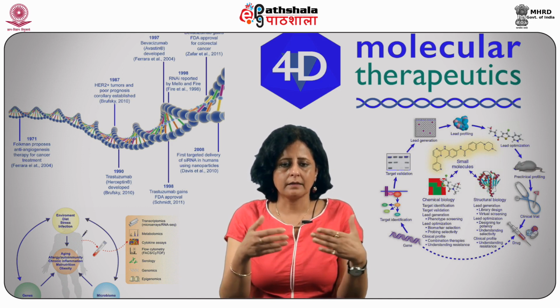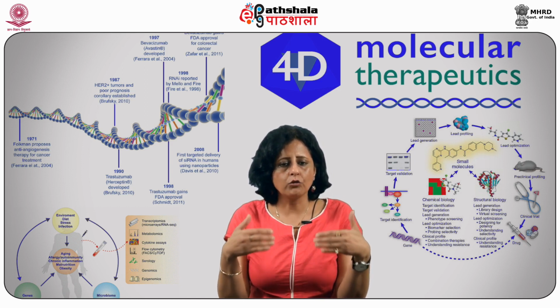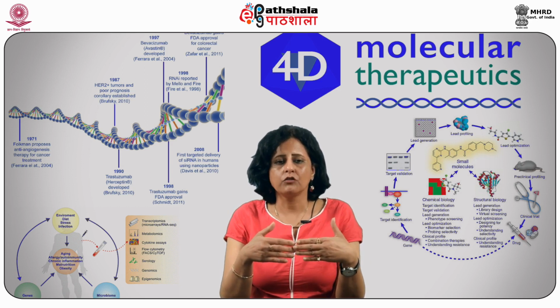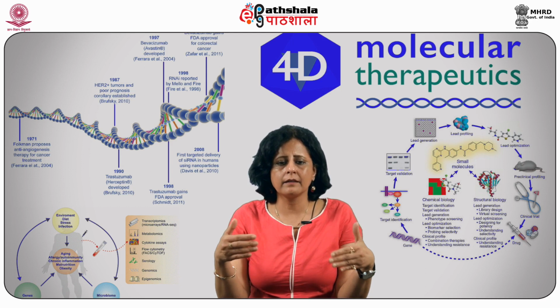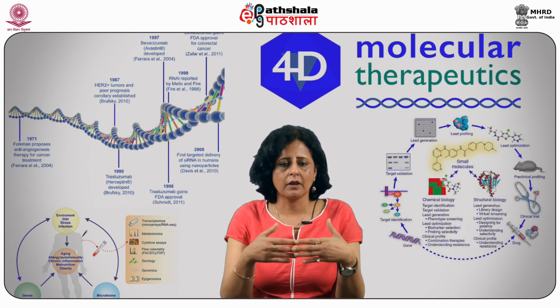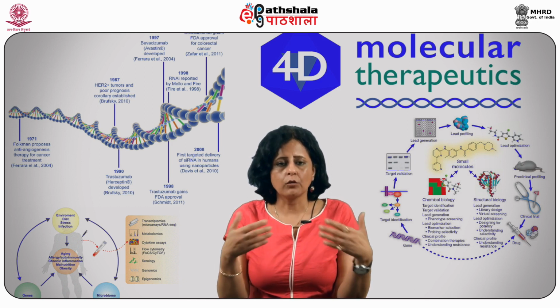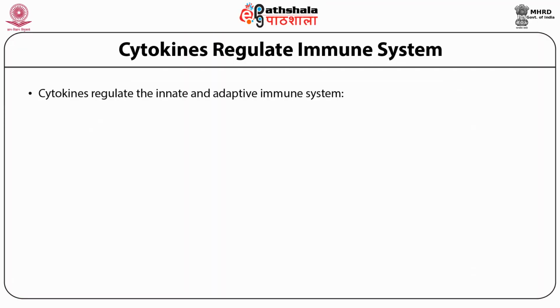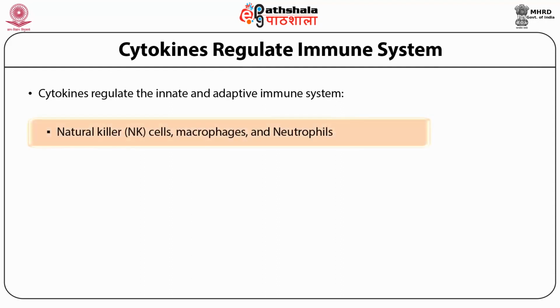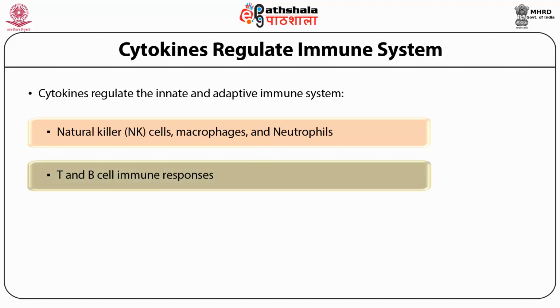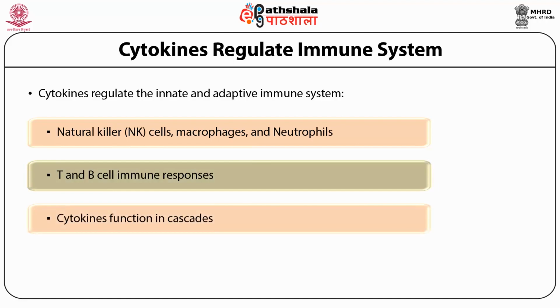The therapeutic administration of cytokines, modulation of cytokine action, or at times gene therapy is being used for a wide range of infectious and autoimmune diseases. In immunocompromised patients like those with AIDS and in neoplastic patients, cytokine therapies are being used. Cytokines regulate the innate immune system, natural killer cells, macrophages, and neutrophils. They also regulate the adaptive immune system, the T cells and B cells and immune responses. In the immune system, cytokines function in cascades. Thus, clinical trials of individual cytokines are rarely useful since cytokines tend not to work individually.